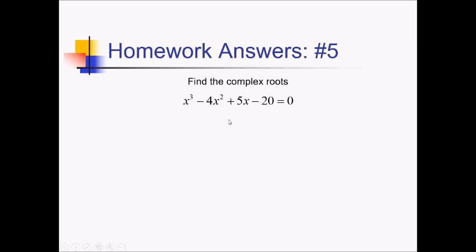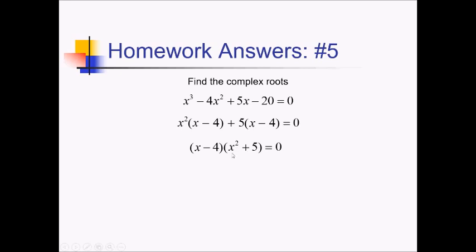On this problem, there's no common factors that we can take out. However, there's 4 terms, so we can factor by grouping maybe. I can take an x squared out of those first 2 terms, and that leaves me with x minus 4. For the next 2 terms, it looks like I can take out a 5, leaving me with x and minus 4 there as well. The x minus 4s can come out as a common factor. That leaves me with x squared plus 5 as the other factor.